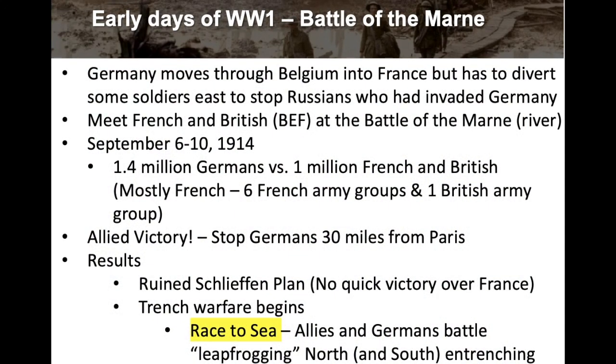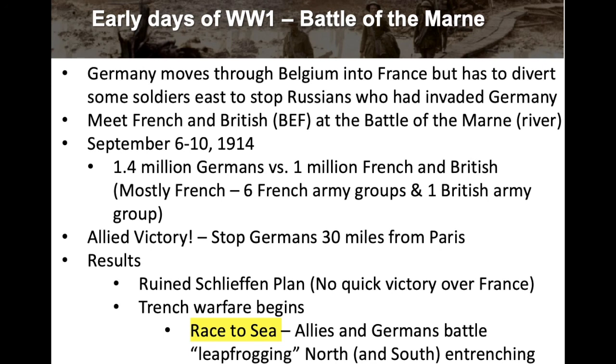Okay, so now in the early days, Germany finally defeats Belgium and they move into France. Germany moves through Belgium into France, but has to divert some soldiers east to stop the Russians who have now begun to invade Germany on the Eastern Front. And we're not going to have time to get into the Eastern Front warfare because there's a lot of battles on the Eastern Front. The Eastern Front was a lot more mobile.